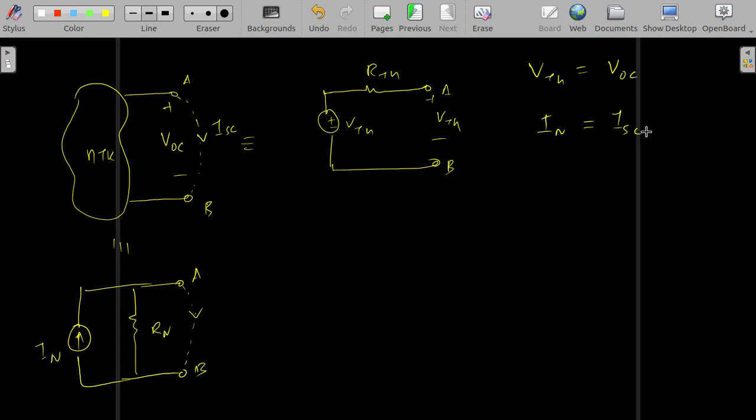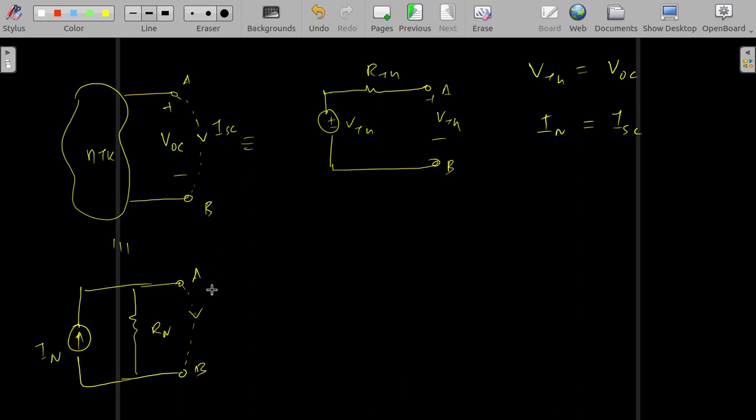Suppose we have a network. We have defined terminals A and B and we want to find the Thevenin equivalent or Norton equivalent circuits. So how do we find the Thevenin voltage? We keep that terminal open and we find the open circuit voltage across that terminal and we call it the Thevenin voltage.